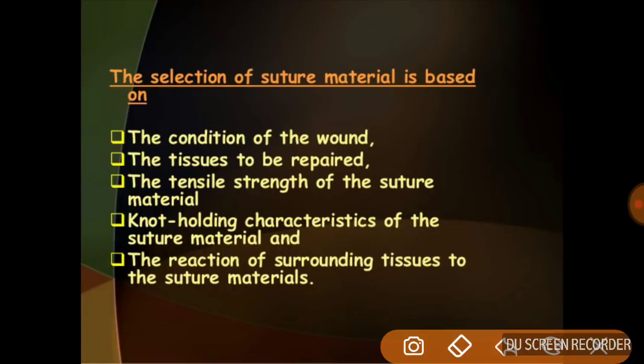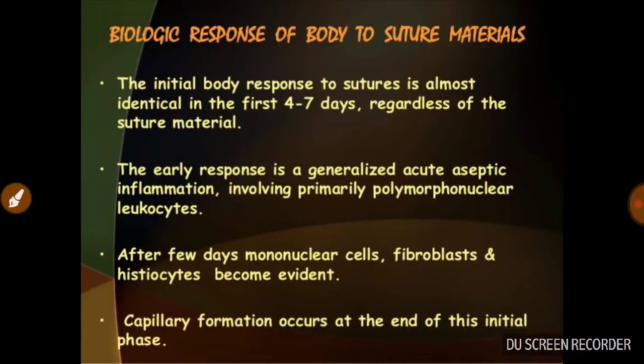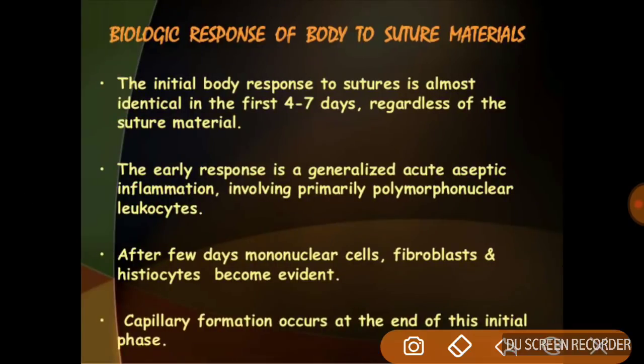Selection of suture material is based on, as already told, the condition of the wound, tissue to be repaired, tensile strength of the suture, knot holding characteristic of the material, and reaction to the surrounding tissue. Biological response of the body to suture material: you should know the steps in which our body reacts to this suture material. The initial response to every suture is almost identical in the first 7 days.